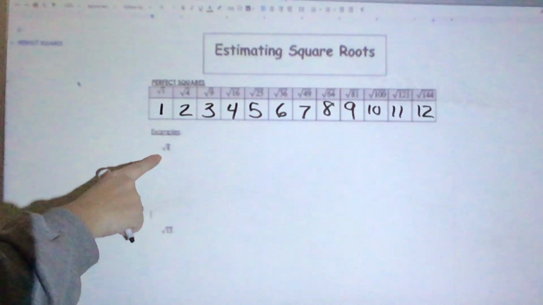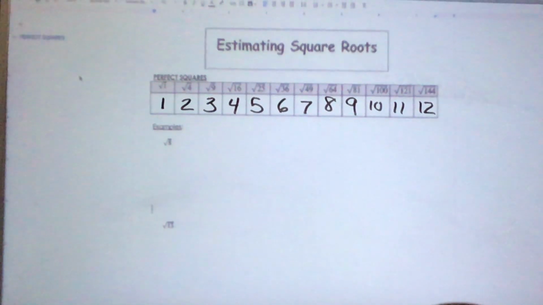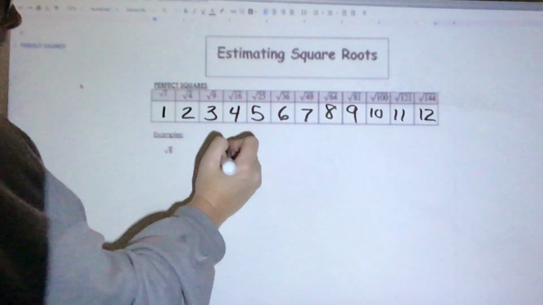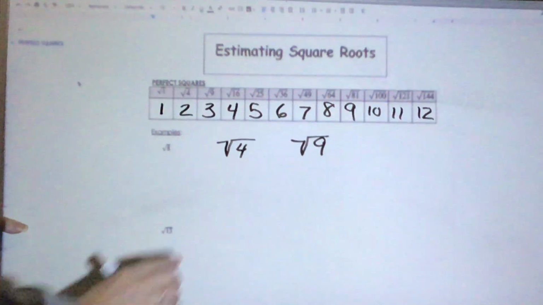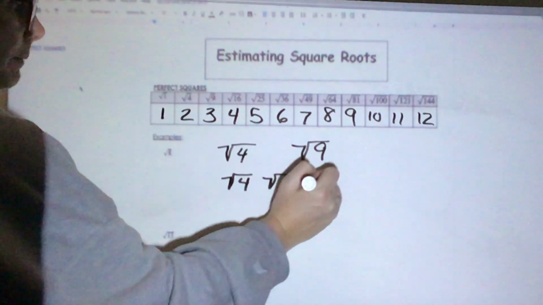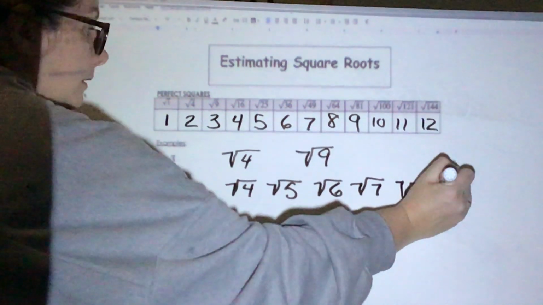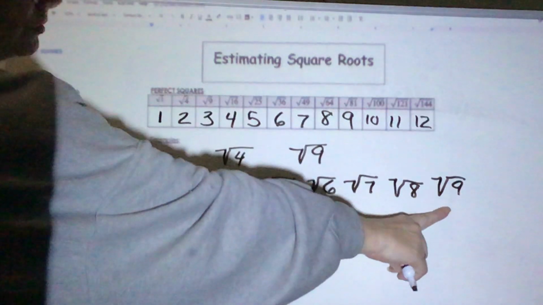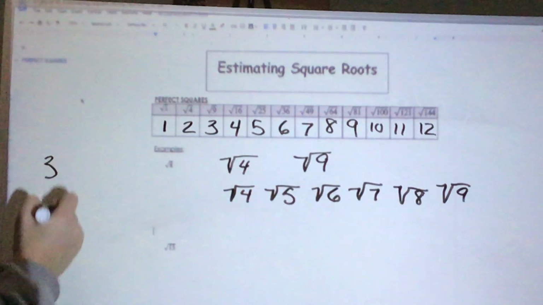So if you were asked to estimate the square root of 8, you should first in your head think about what whole number the square root of 8 is closest to. And if you look at this row, square root of 8 would be in between the square root of 4 and the square root of 9. And you can picture these roots like a number line. Square root 4, then square root 5 would come next, square root 6, square root 7, square root 8, and square root 9. Square root of 8 is very close to being square root of 9. So if I had to estimate it to a whole number, I would say it's pretty close to being 3.